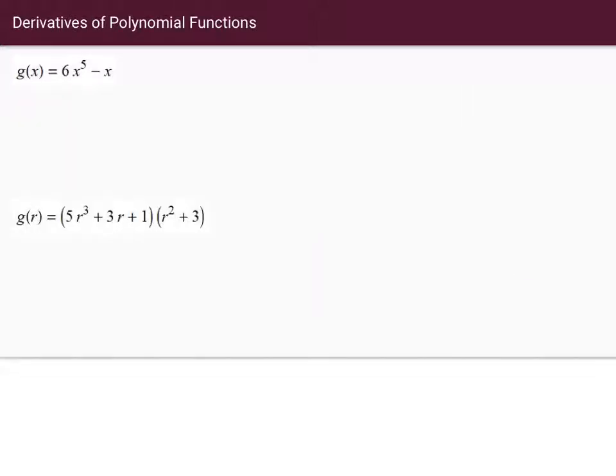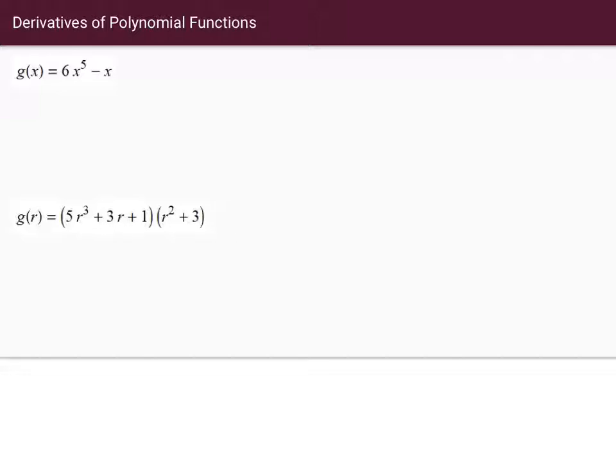So now we know everything we need to know in order to be able to take derivatives of polynomial functions. So see if you can use our new rules to find the derivative of the function g of x equals 6x to the 5th power minus x. So pause the video, find your derivative, and then restart to check your work.